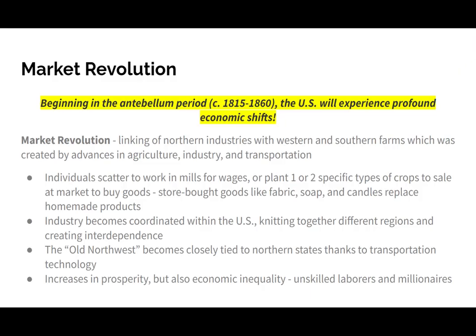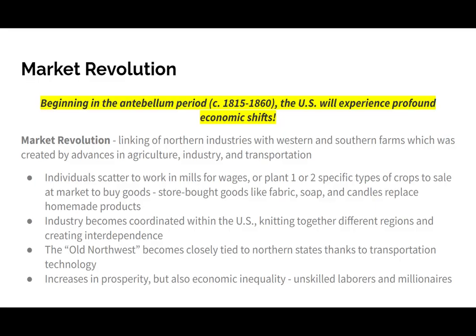Industry is going to become increasingly coordinated within the US, and it's going to knit together different regions and create interdependence in these regions. And this interdependence is really going to mean that the different regions of the United States depend on each other as markets, okay, to buy and sell goods. The old Northwest that we talked about starts to become closely tied to the northern states thanks to new transportation technology.